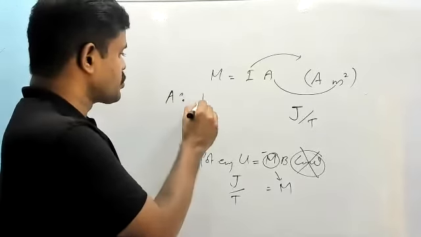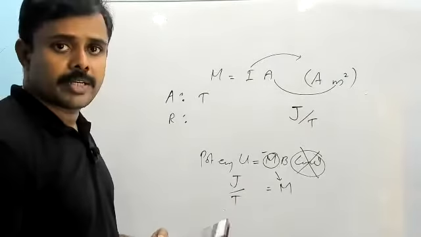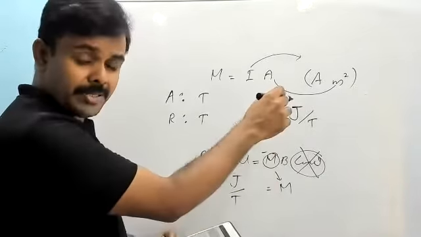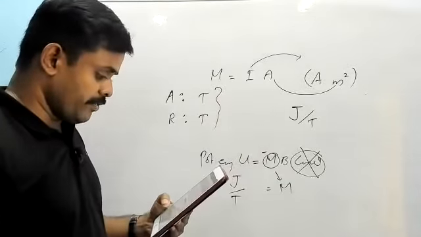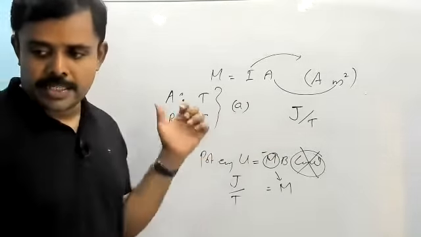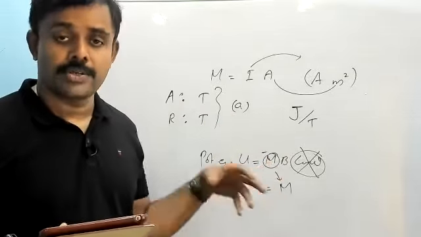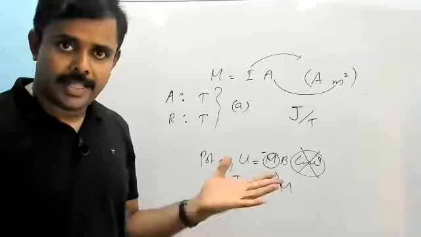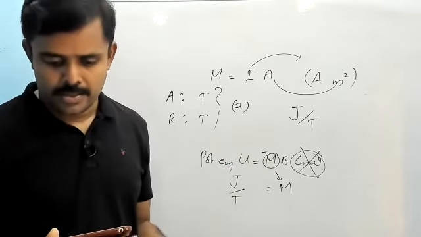So the assertion is true. How about the reason? Joule per Tesla is equivalent to ampere meter square. That is also true. Joule per Tesla and ampere meter square are equal. So both are correct. And the first one is explained by the second one. So the answer is option A. Assertion statement is correct. Reason statement is correct. Reason is the explanation for assertion. Because in the assertion, we say it could be either ampere meter square or Joule per Tesla, and that is because both are equivalent. That is what the second statement says. Did you understand? Answer is option A.